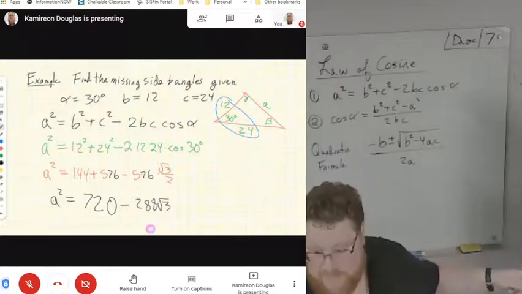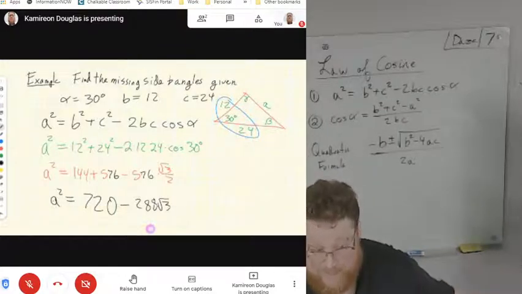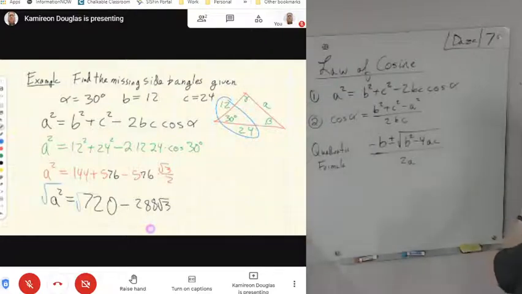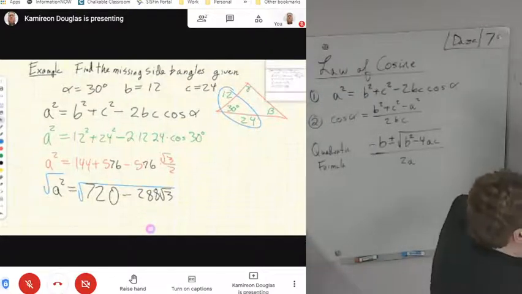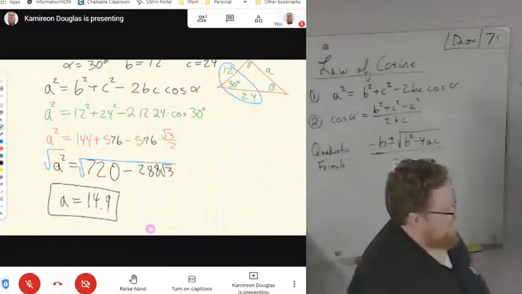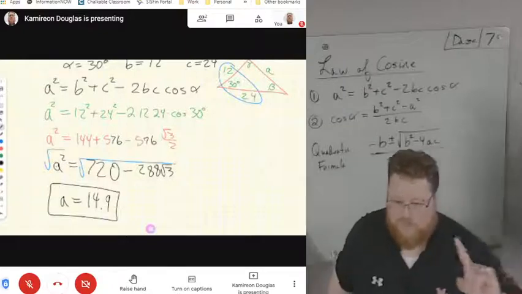Now to get A, I have to do one more step because I don't want A squared. I want A, so I have to square root both sides. Last step. Square root both sides, whatever that happens to be. So go ahead and take that square root and tell me what you guys get. 14.9. That's what I got this morning, so I hope that's right. 14.9? Yeah. Beautiful. Okay. Remember to round it to one decimal place for all problems.